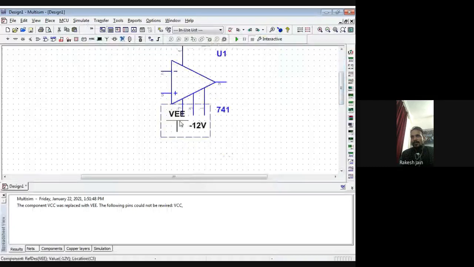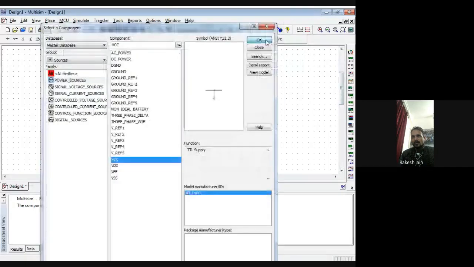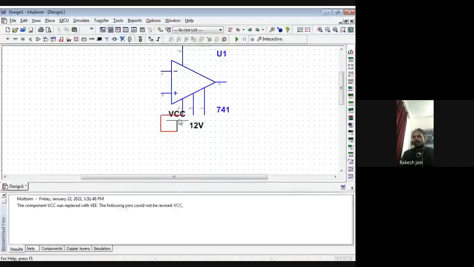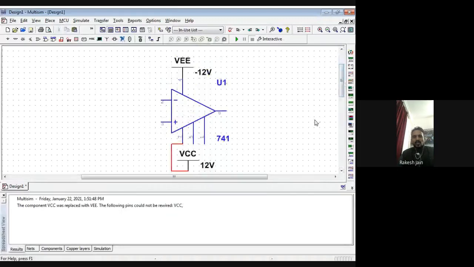And similarly here you just have to replace it by VCC. You just click and then replace component by VCC, and connect it with the 7 number pin, and this is plus 12. Once again I am going to tell you that because the minus 4 number pin is at the upper side in this, I just connected VEE, that is minus 12 volt, at the upper side.